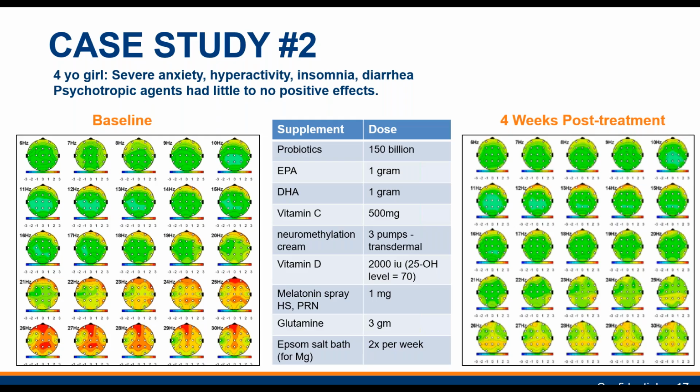So again, just a great example of how psychiatric conditions, as was the case, this little girl was presenting with a whole slew of psychiatric concerns, and it was really due to neuroinflammation. You get the brain to quiet down, you treat that neuroinflammation, and symptoms are going to be alleviated.